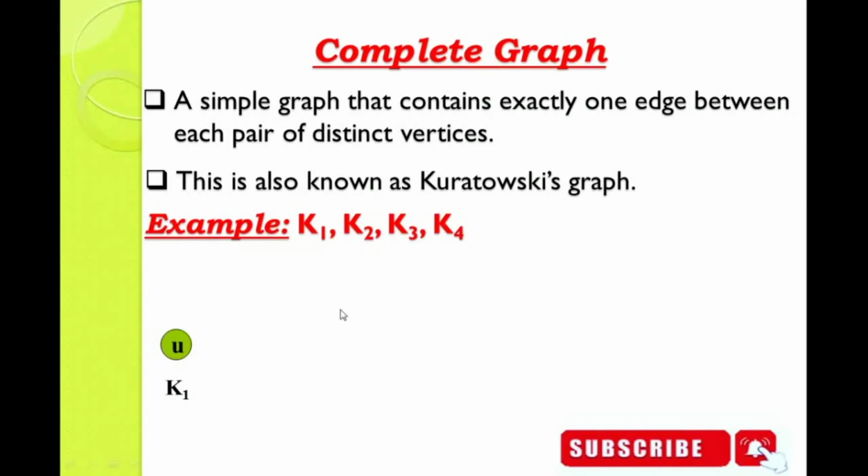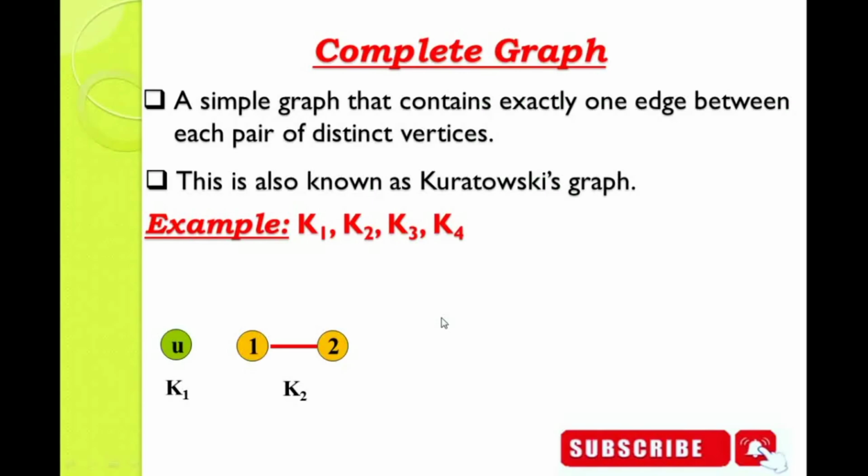Next we draw the K2 graph. K2 means we consider two different vertices. We have to draw the edge between every pair of vertices. Here two vertices are there. What is the pair? 1 comma 2. So only one edge is there. So this is called a K2 graph.